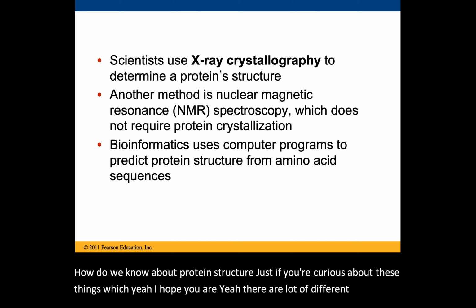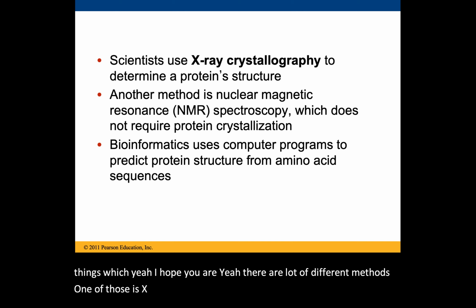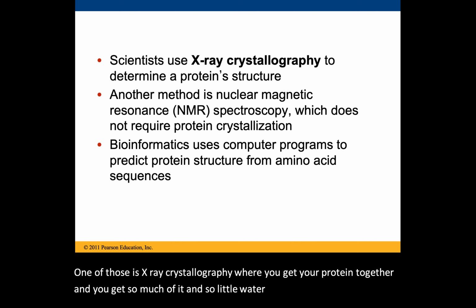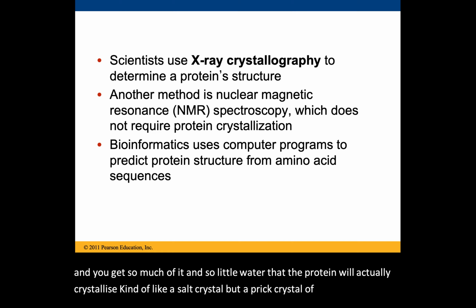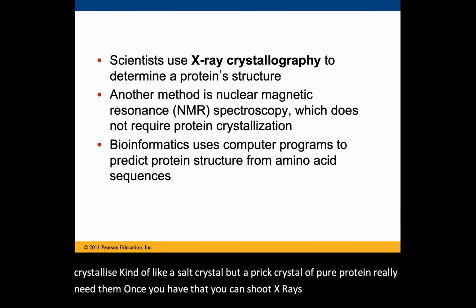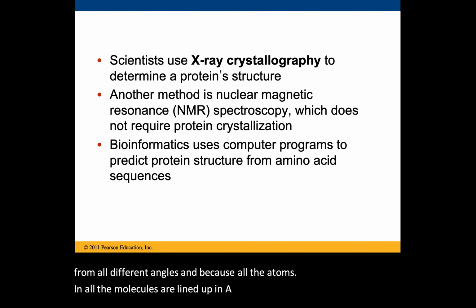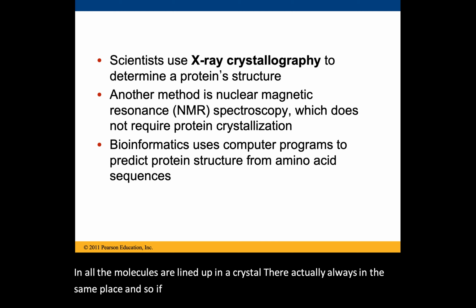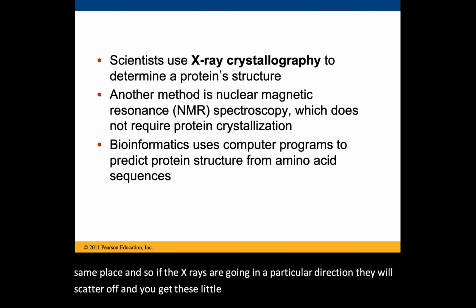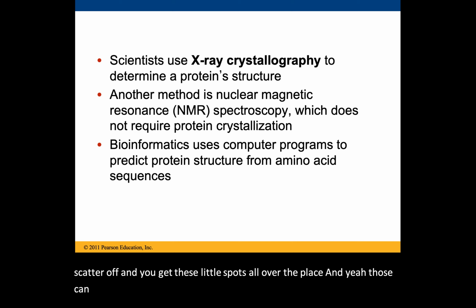One of those is X-ray crystallography, where you get your protein together and you get so much of it and so little water that the protein will actually crystallize. Kind of like a salt crystal, but a crystal of pure protein. Really neat. And then once you have that, you can shoot X-rays at it from all different angles. Because all the atoms in all the molecules are lined up in a crystal, they're always in the same place. So if the X-rays are going in a particular direction, they will scatter off, and you get these little spots all over the place. And yeah, those can be solved. You can figure out the protein structure.